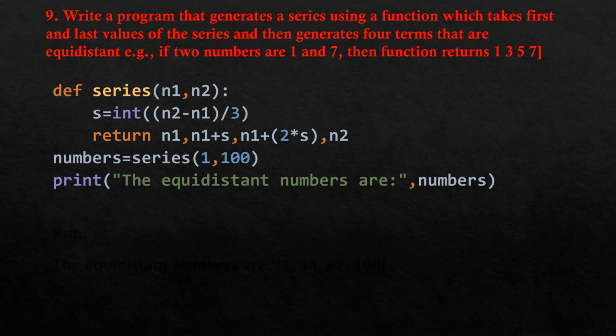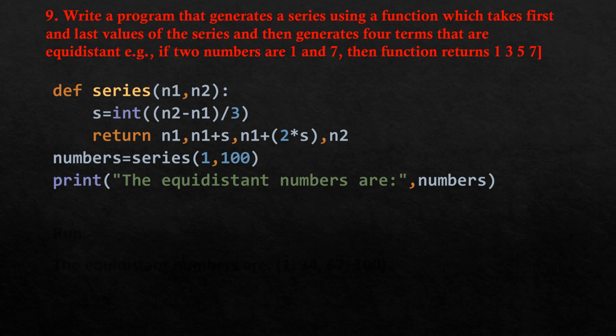Here, to create a series of four equidistant numbers, first we have to take the difference of the last and first values. Then divide it with 3. Why? Because there are four numbers, so we have to divide 4 minus 1, 3 to get the step value. The step value is the difference between two consecutive numbers of the series. Now add it with the first value to get the next number of the series and so on.